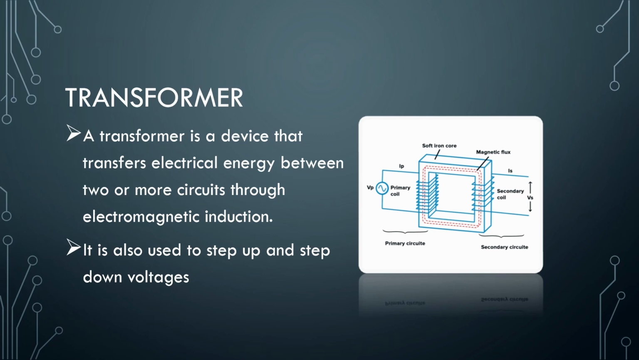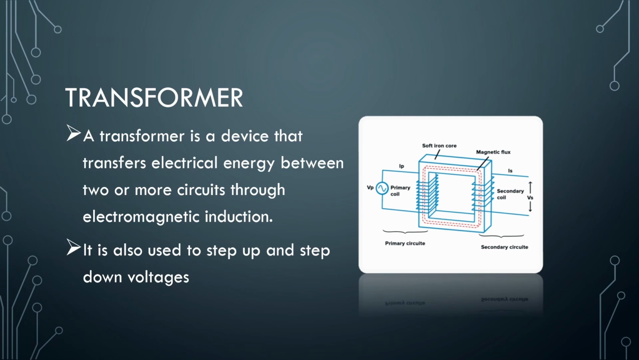The basic structure of a transformer is that it consists of two coils. One is primary and the second is secondary, wound around a magnetic core. The primary coil is connected to the input voltage source and the secondary coil is connected to the output voltage or load.